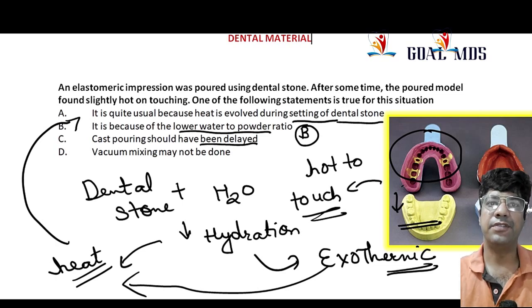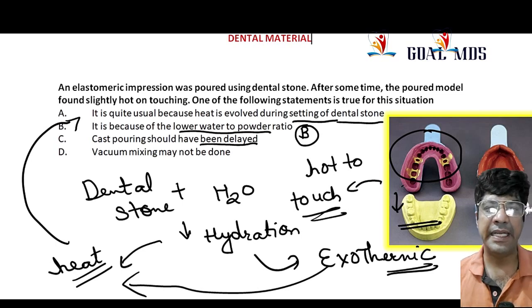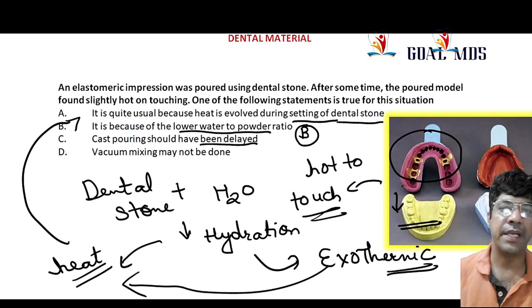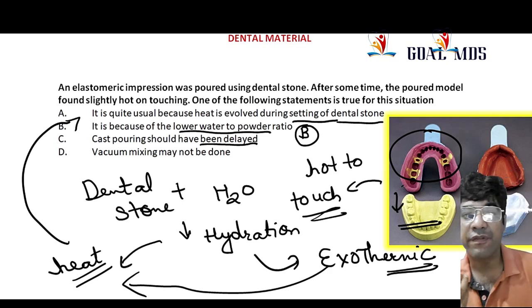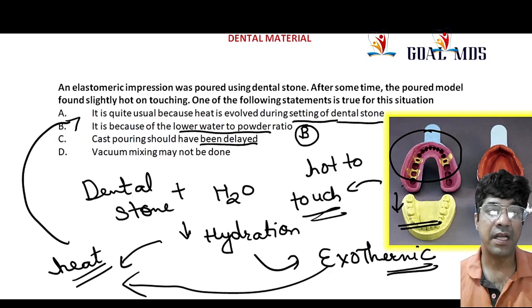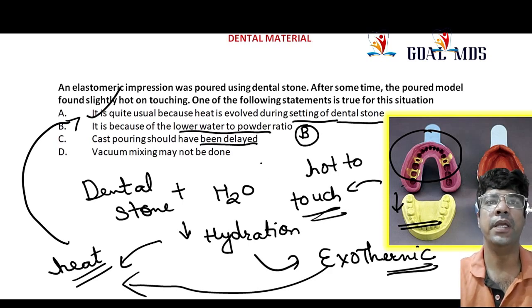Third option, the cast pouring should have been delayed. This statement is not necessarily true. The heat generated during the setting of dental stone is a normal part of the setting process. Delaying the pouring of the cast would not prevent this heat from being generated. It is more related to the chemical properties of dental stone itself. So your answer would be A.